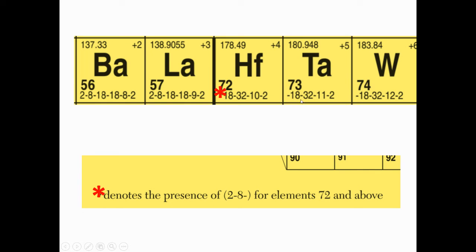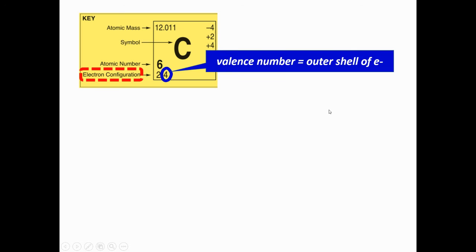So 2-8-18-32-11-2 for tantalum, and 2-8-18-32-12-2 for W. Element W is tungsten. Isn't that weird?